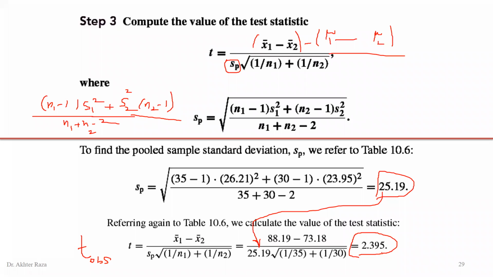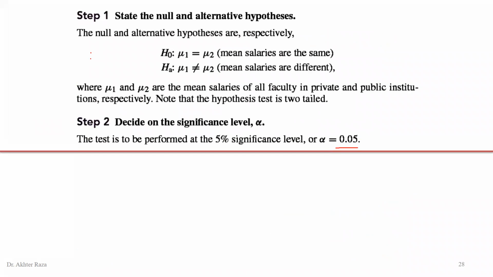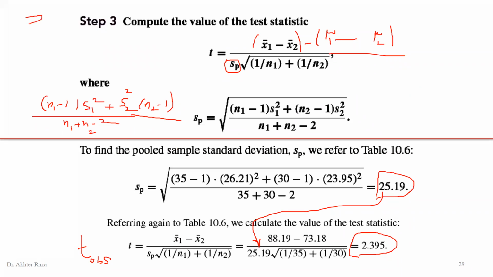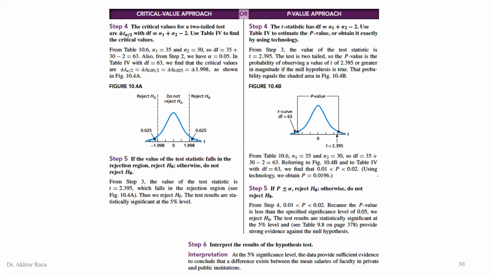Now further we have two approaches in step number 4. Either we can apply the critical region approach or the p-value approach. Three steps are completed here. Step number 1, null and alternate hypothesis. Step number 2, alpha, level of significance. Step number 3, t-test, which is pooled t-test. And in step number 4, critical region. Step number 4 by critical region, and step number 4 by p-value.